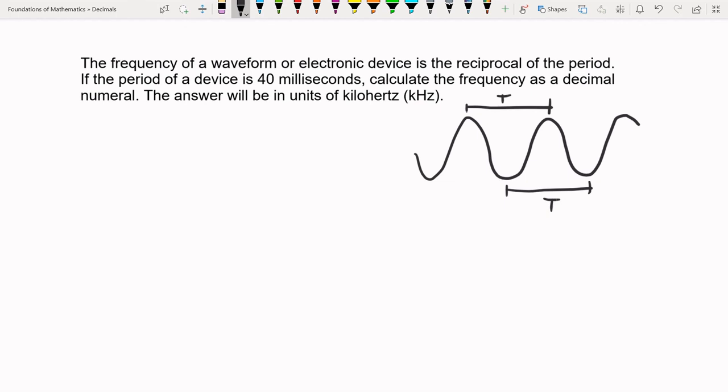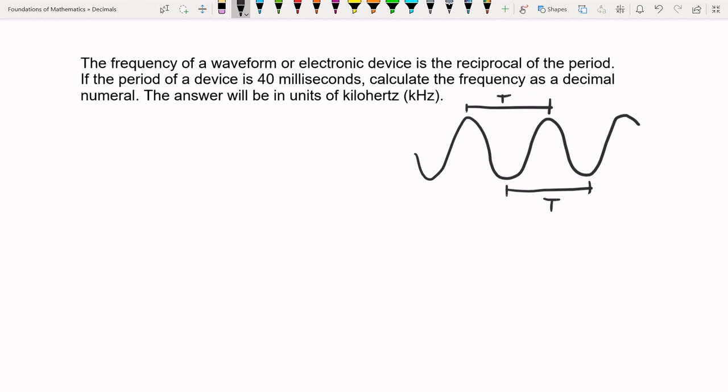If the period is in seconds, then the frequency will be in the reciprocal of seconds, which is kind of a weird unit, but we call it a hertz. In this case, we have milliseconds, and because we have a different measurement from seconds, we have kilohertz for the frequency. There's a lot of cool things about electricity and these types of topics. You'd have to learn trigonometry to do a lot more in this.